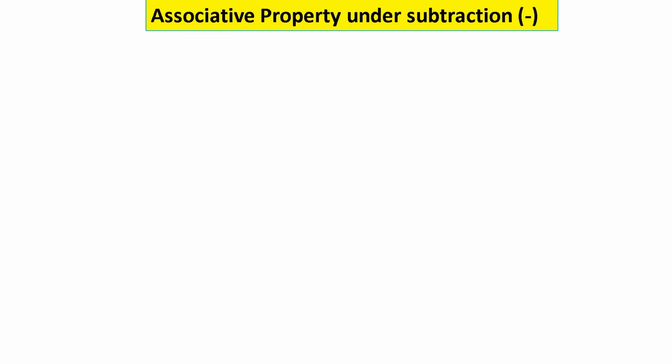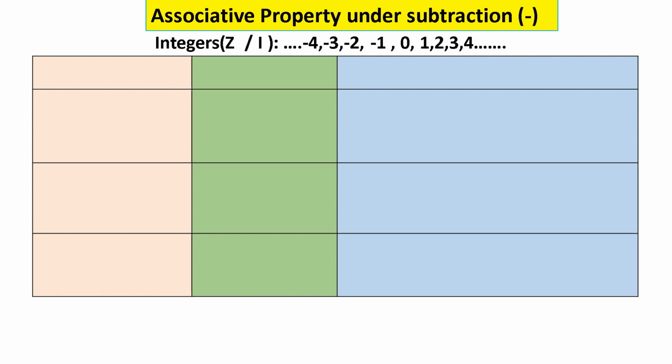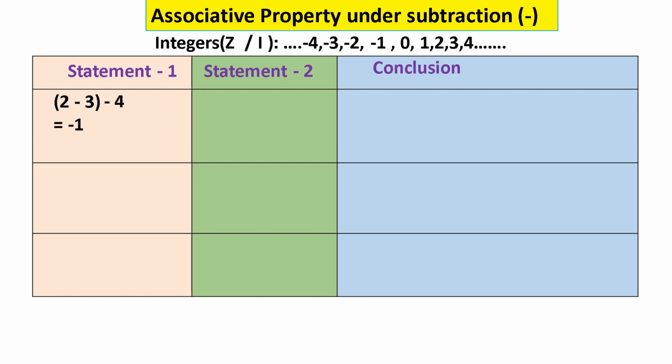Now, the associative property under subtraction. We will observe by taking more examples: statement 1, statement 2 and conclusion. In statement 1, for the associative property, we take three integers. First we subtract the first two integers, and after that the third integer is subtracted from that result. Now subtract the first two integers: 2 minus 3. What will we get here? Minus 1. And the next, third integer, 4: minus 1 minus 4, we will get minus 5.